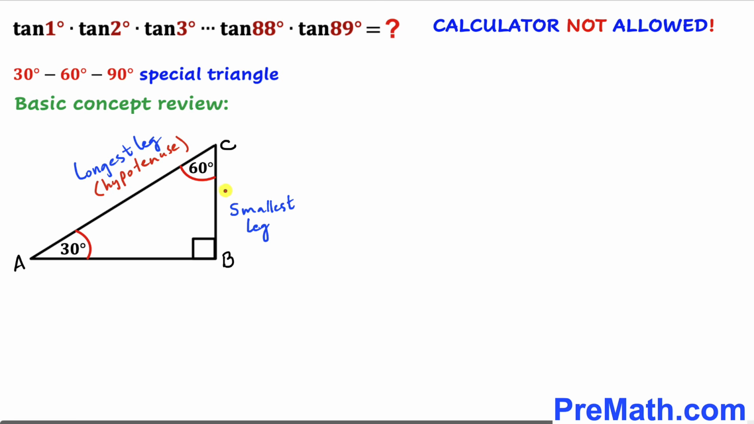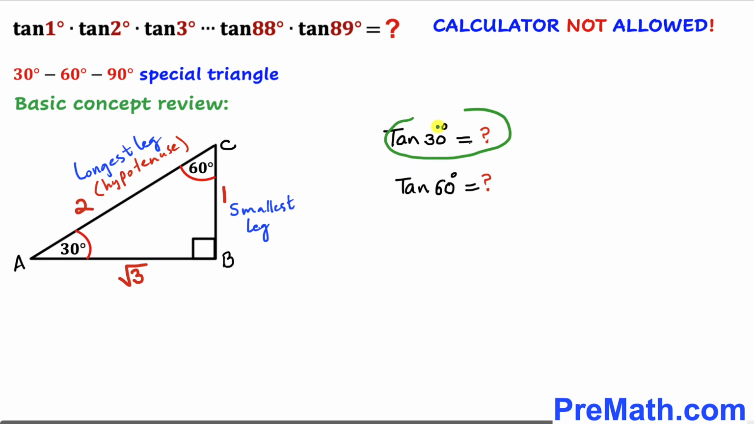In such a special 30, 60, 90 triangle, the longest side is always twice the smallest leg. If the smallest leg is 1, then the hypotenuse is going to be 2, and the third leg has got to be the square root of 3. Now our task is to calculate the tangent of 30 degrees, and likewise the tangent of 60 degrees as well.